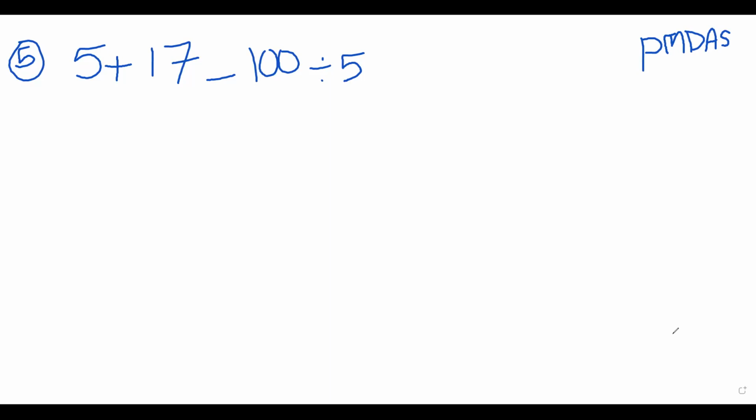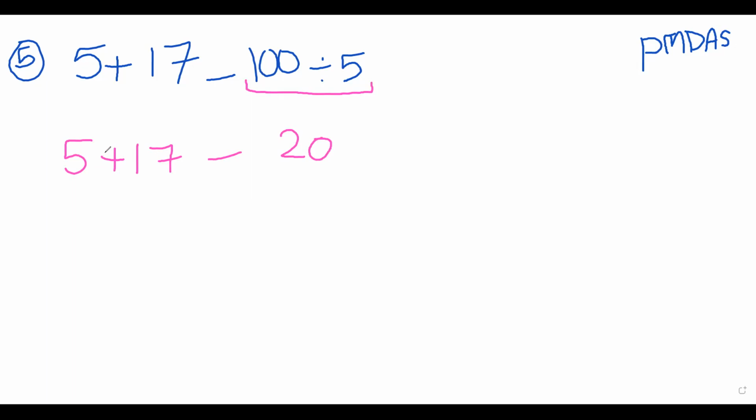Thank you. So now we are going to divide first. 100 divided by 5 equals what? Equals 20. So then what do we have now? 5 plus 17 minus 20. Then now, look at the second line here. What do we have?